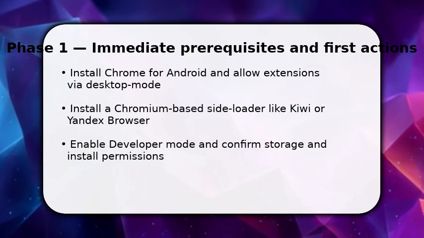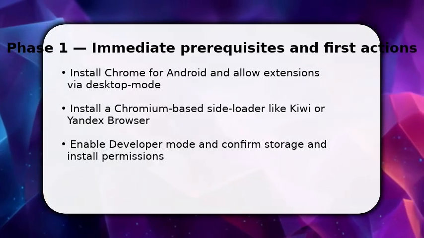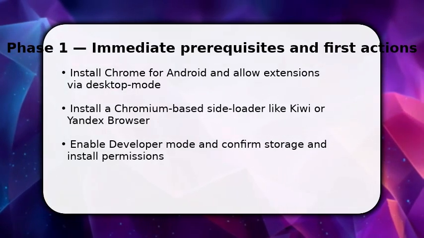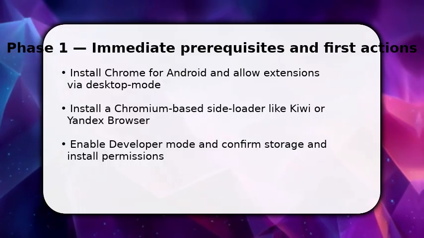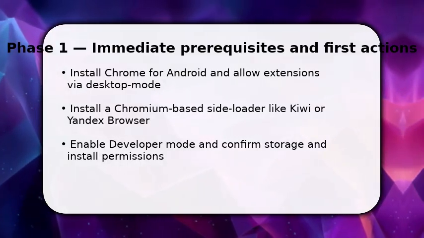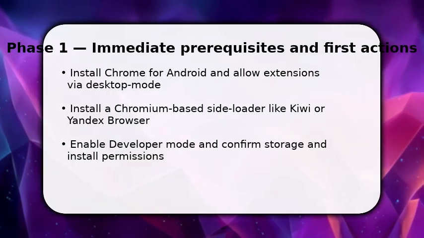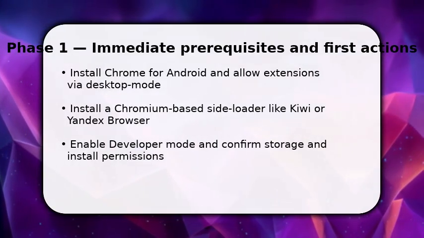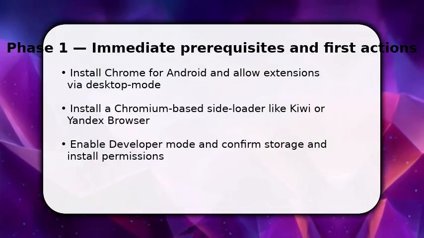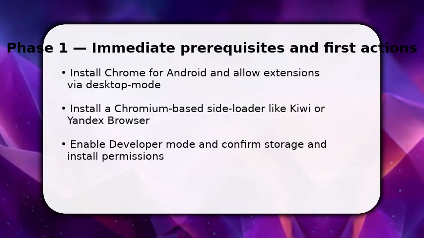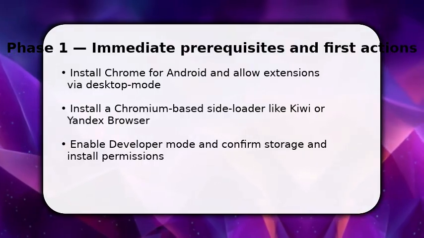Enjoy the video. You need Chrome or a Chromium alternative on Android. Once installed, open the browser and switch to desktop mode so extensions can load. Make sure you also install Kiwi or Yandex because standard Chrome for Android blocks extensions. Enable app permissions and developer options if prompted. This lets the browser accept unpacked or store extensions.